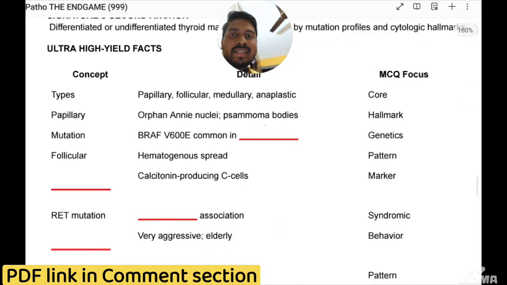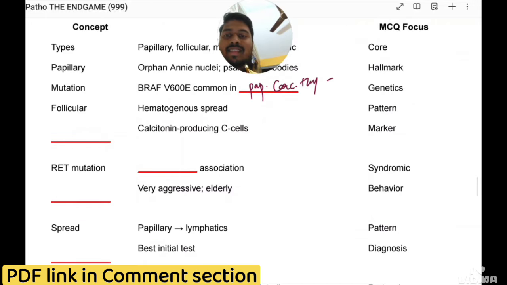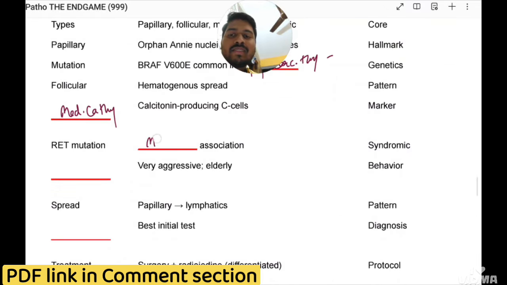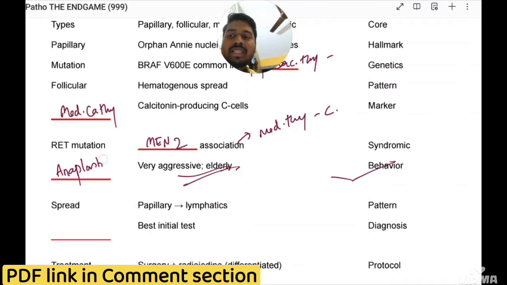So BRAF V600E mutation is commonly seen in papillary carcinoma of thyroid, okay, papillary carcinoma of thyroid. Which are calcitonin producing C cells, they are seen in medullary carcinoma of thyroid, okay. Next, RET mutation is associated with the MEN2 syndrome, which is associated with the medullary thyroid carcinoma, okay. Which is very aggressive and seen in elderly? Remember, A for age, A for aggressive, it is anaplastic.